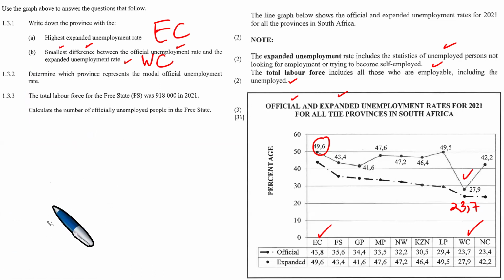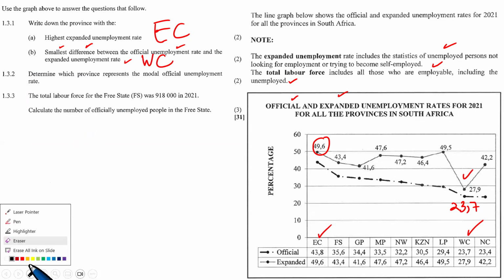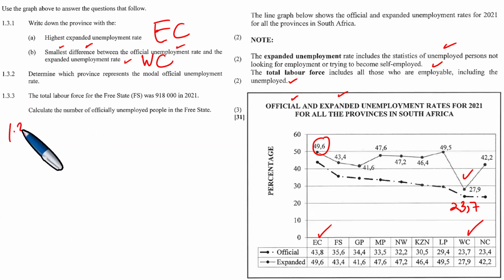Now, 1.3.2: determine which province represents the modal official unemployment rate. Which one do you think represents the modal official unemployment rate? The Northern Cape.